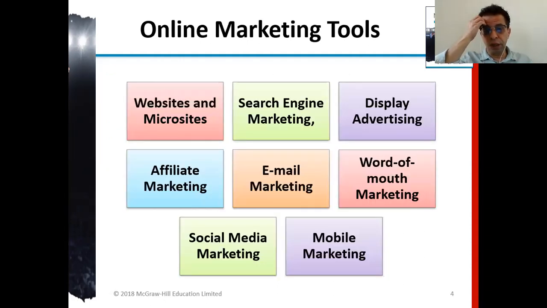Online marketing is made of a few things. It's not simple or straightforward. The first issues that we look at are the website and microsites. We look at search engine marketing. There is a tool called display advertising. There is affiliate marketing, email marketing, word of mouth marketing, social media marketing, and mobile marketing. All of them are considered online marketing tools.